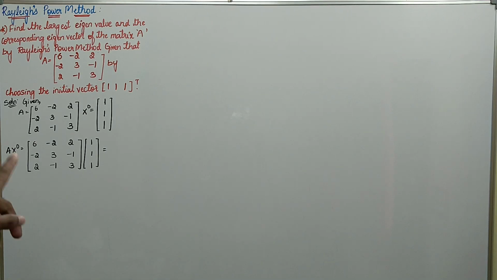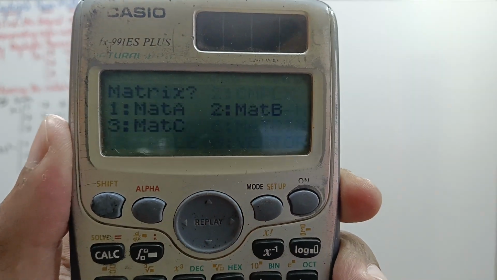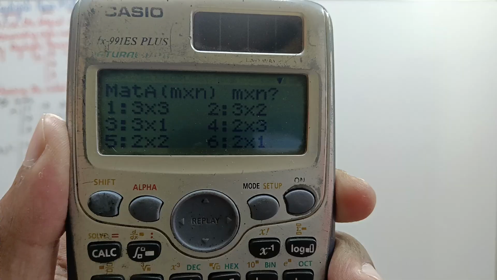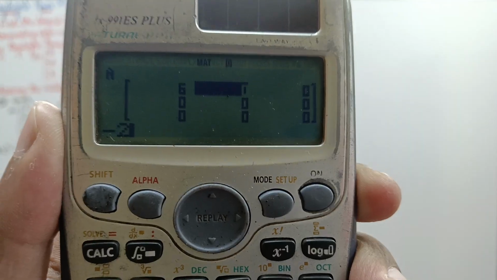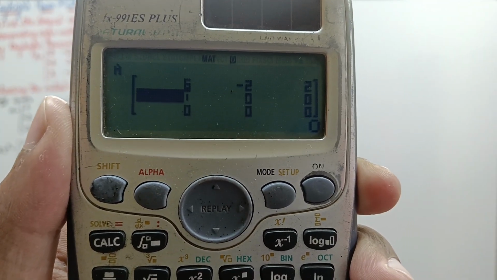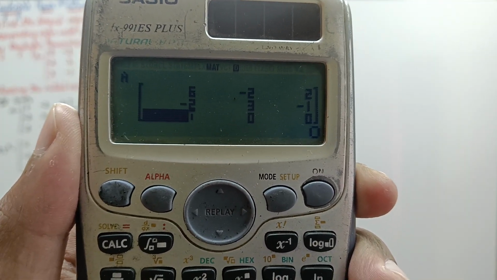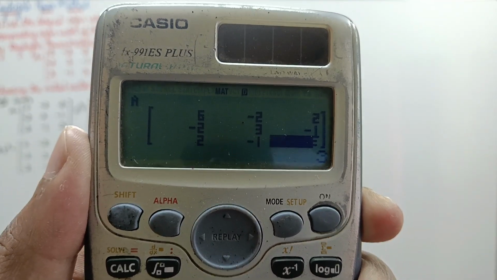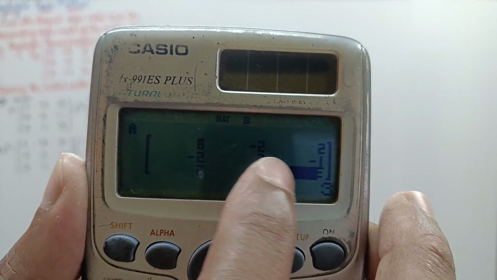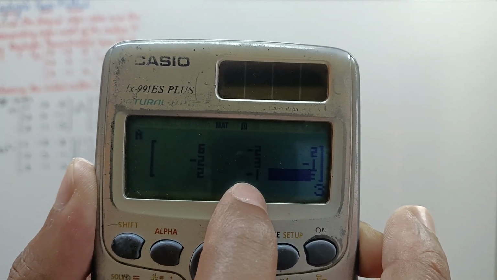First we are supposed to enter a 3 cross 3 matrix and a 3 cross 1 order matrix. Take your calculator, press mode setup, press 6, press 1, order first one is 3 cross 3. Give the elements 6, -2, 2, -2, 3, -1, 2, -1, 3. Got the point? Cross verify once.